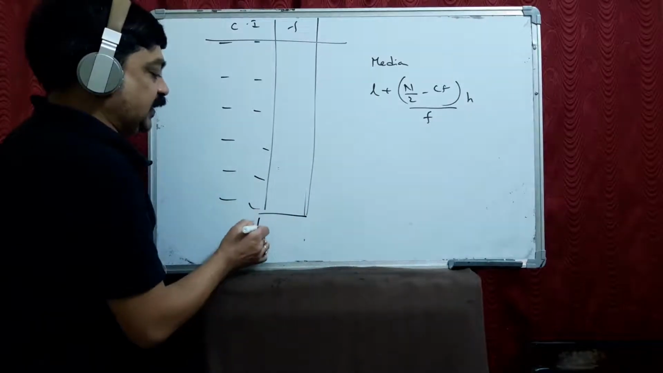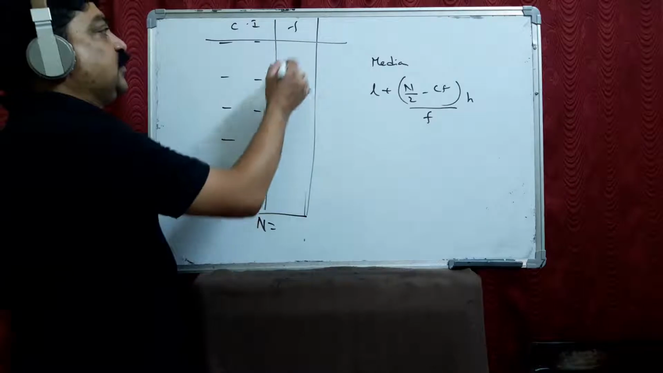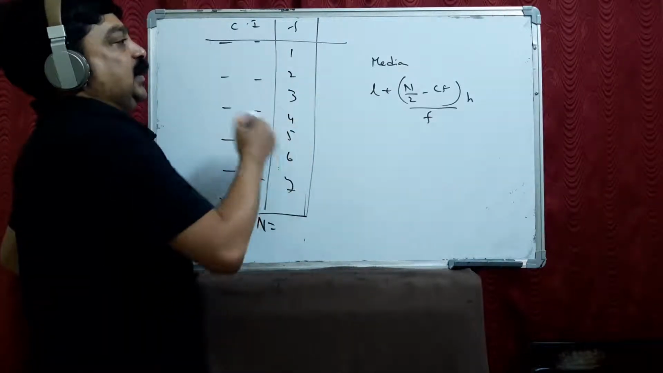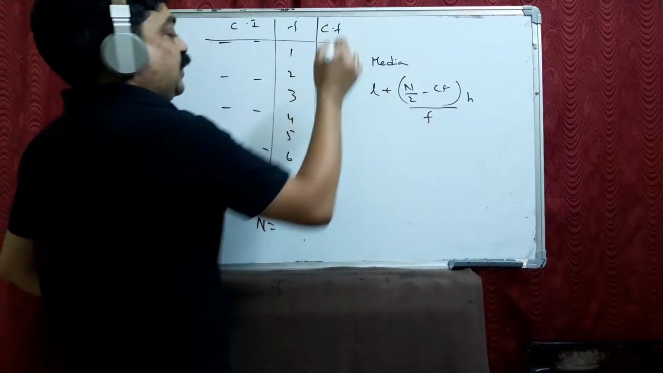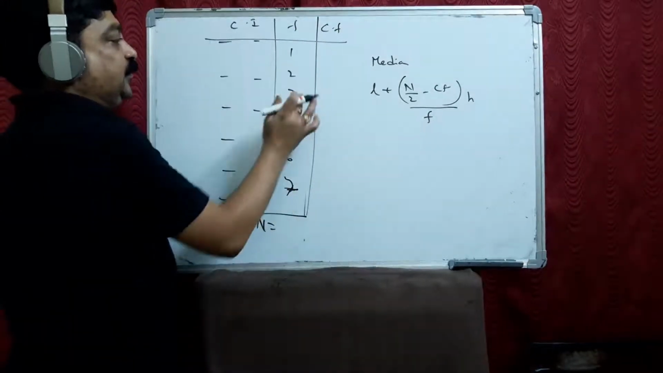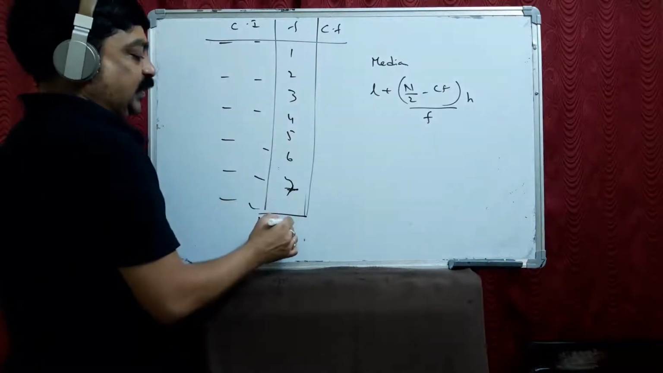First of all, we find capital N. Capital N is the sum of the frequencies. Suppose the frequencies are 1, 2, 3, 4, 5, 6, 7. Later we go with cumulative frequency. So what is the total frequency here? 3, 6, 10, 15, 21, 28.